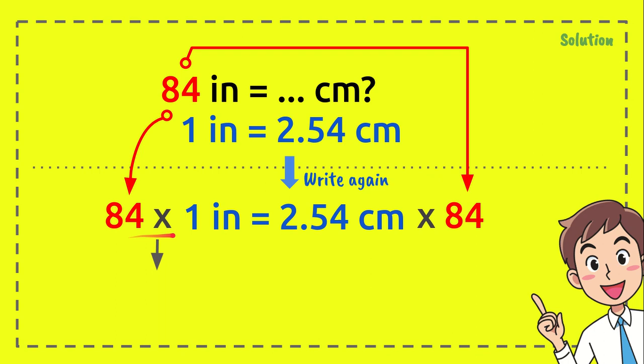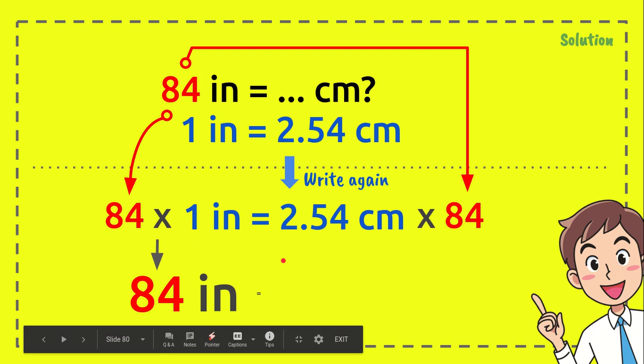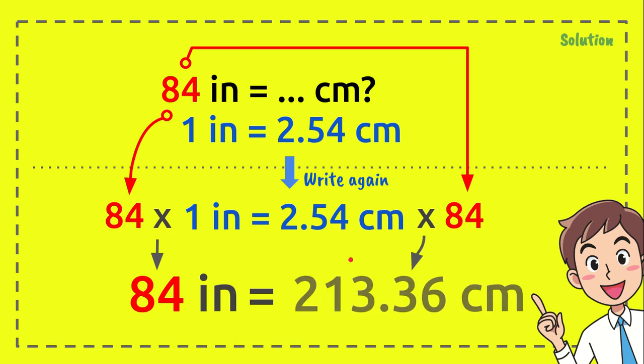And now, 84 times 1 equals, of course, it's going to be 84 as well, 84 inches. And 2.54 centimeters times 84 equals 213.36 centimeters. And that's all of it.